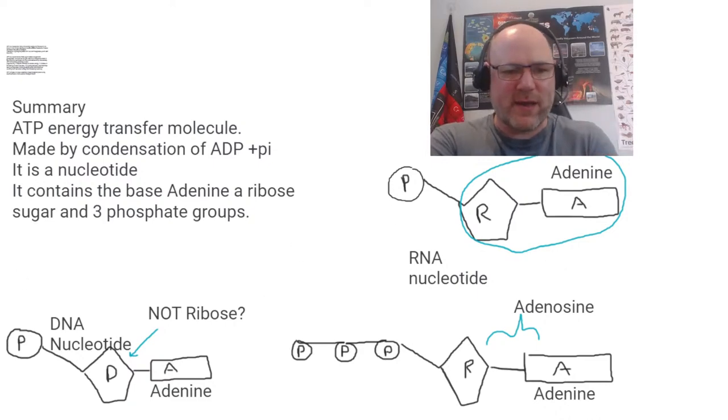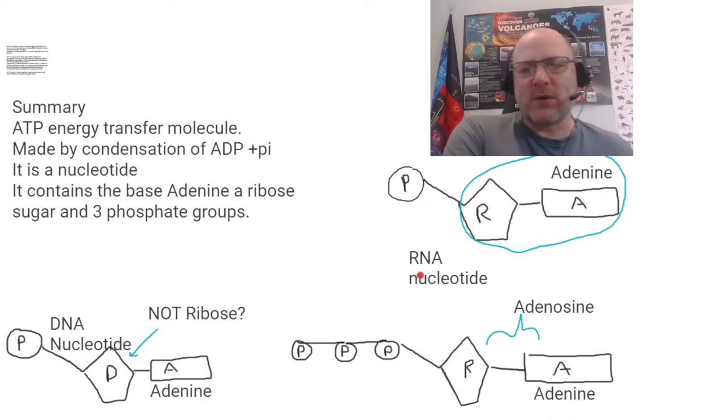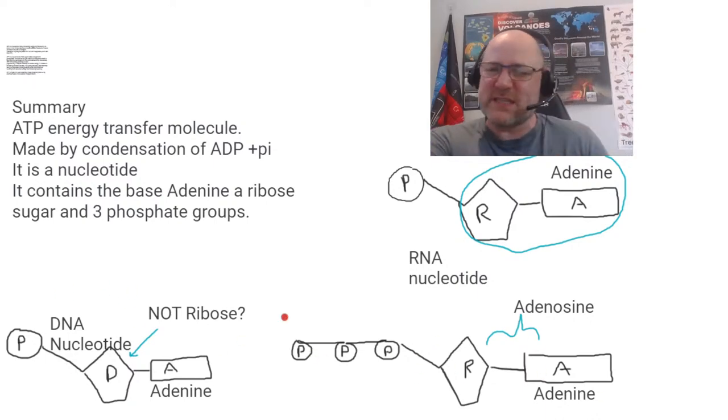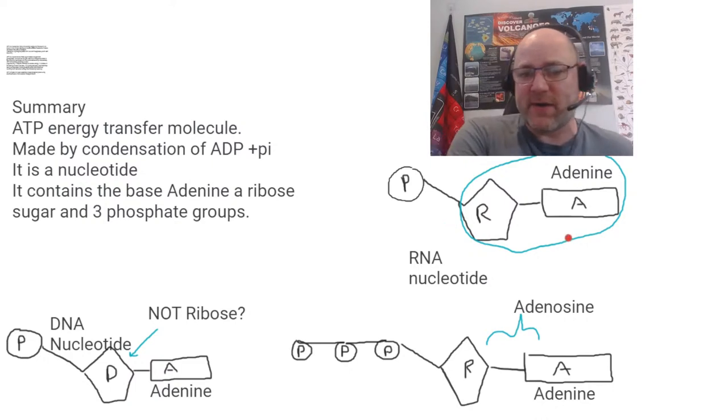What have I got going on here? I don't even know what these diagrams are about. Okay, so I've got an RNA nucleotide here, I've got ATP down here, and then a DNA nucleotide. So we can see the differences physically with these diagrams.